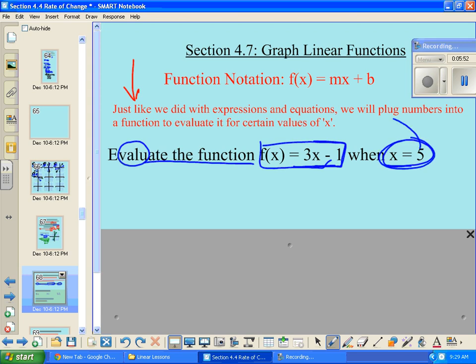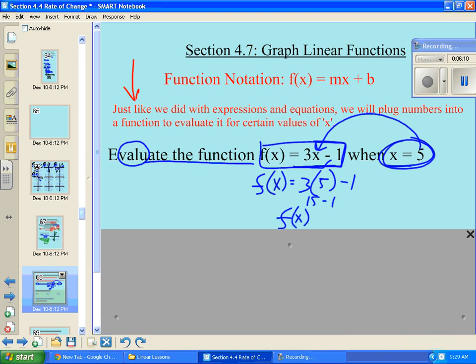So that means I'm going to take 5, put it right in for x, and see what I get in this function. So f of x equals, well, I'm going to have 3 times, and I'm going to have 5 instead, minus 1. 3 times 5 is 15. 15 minus 1 gives me 14. So when I put 5 into the function, I get 14 for an answer.